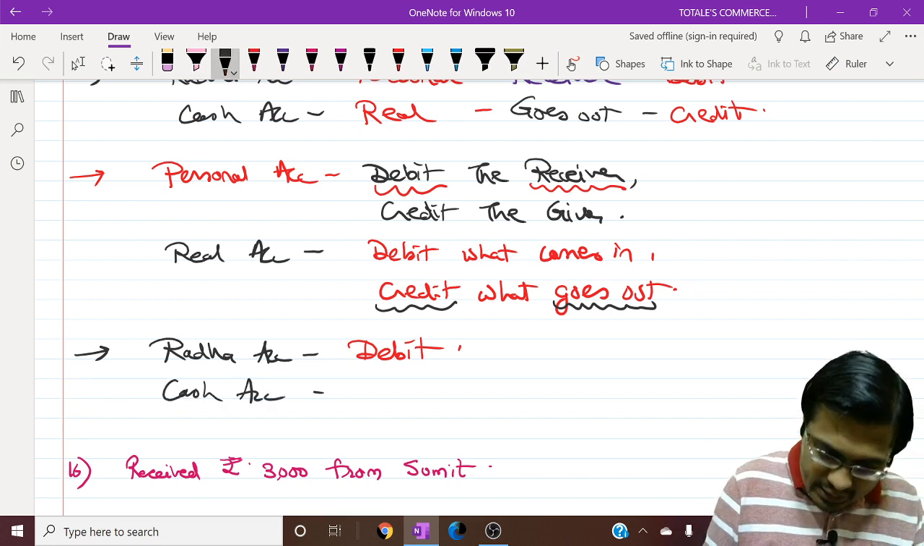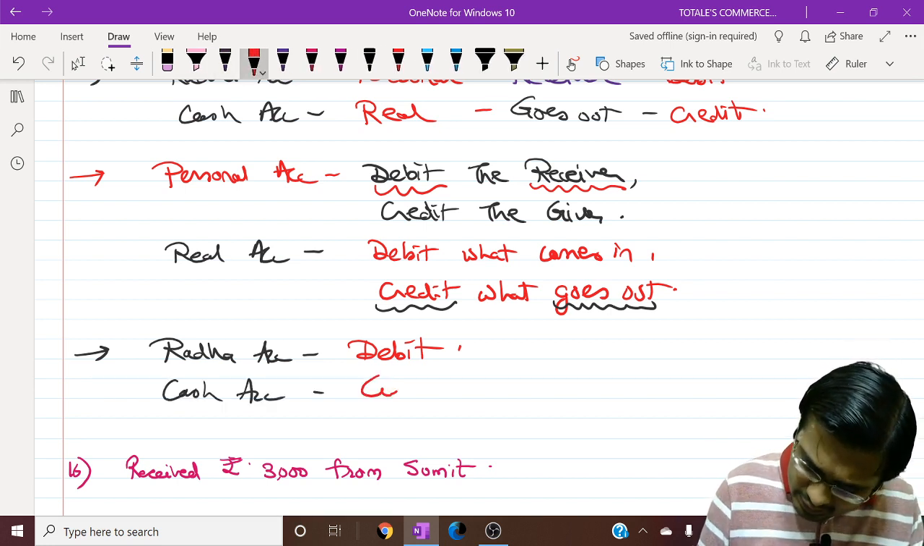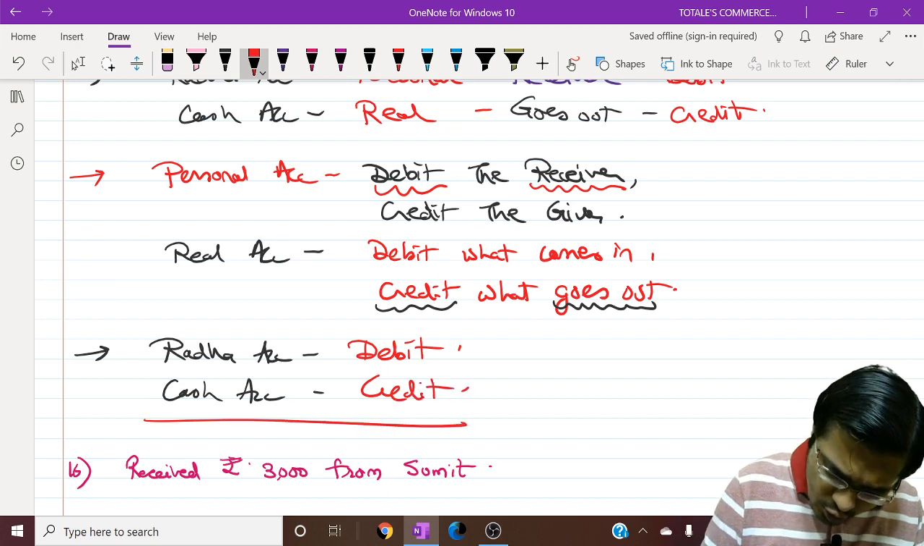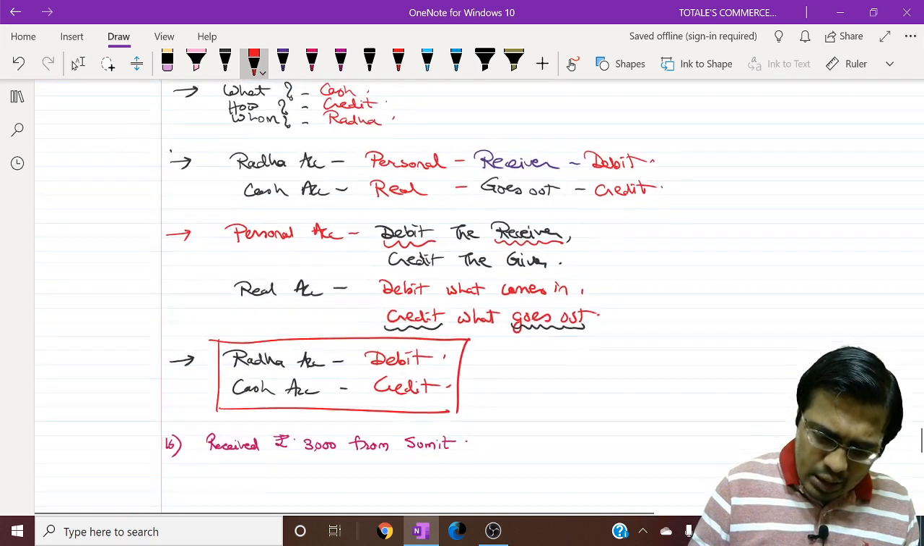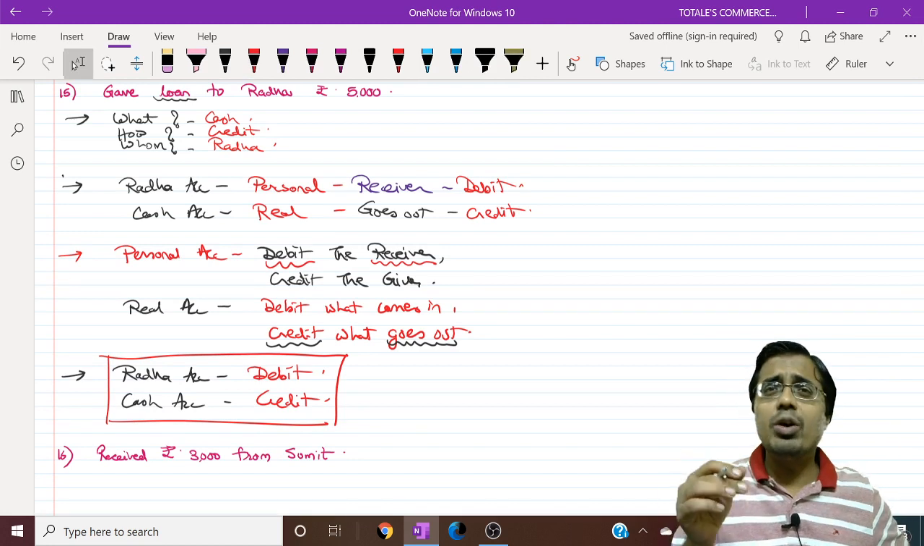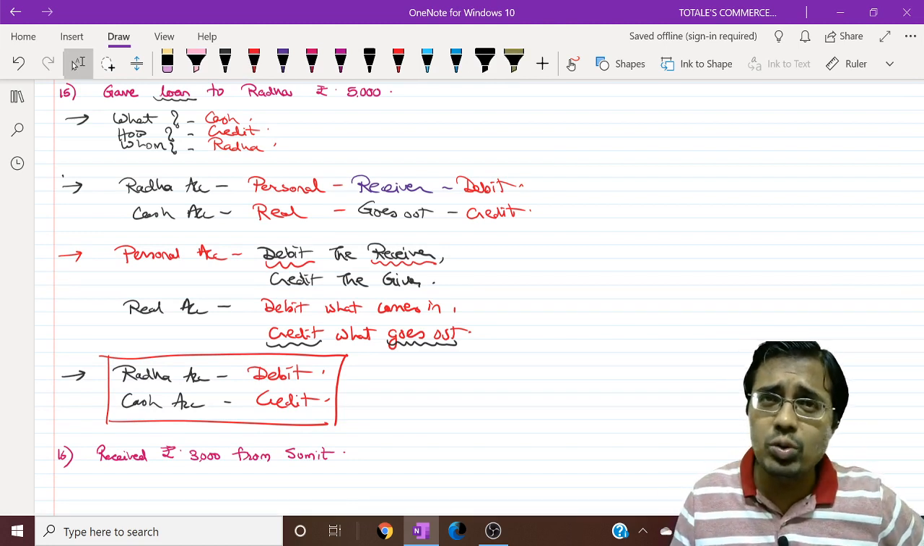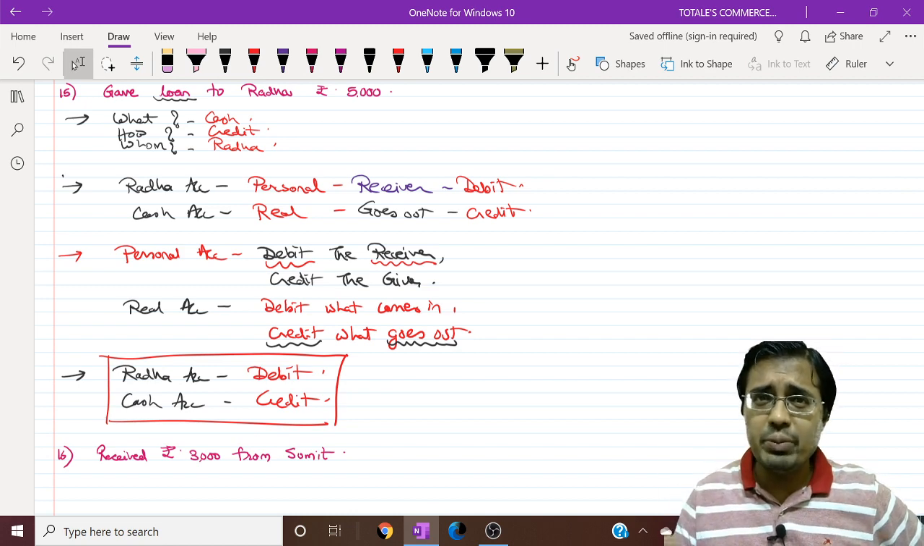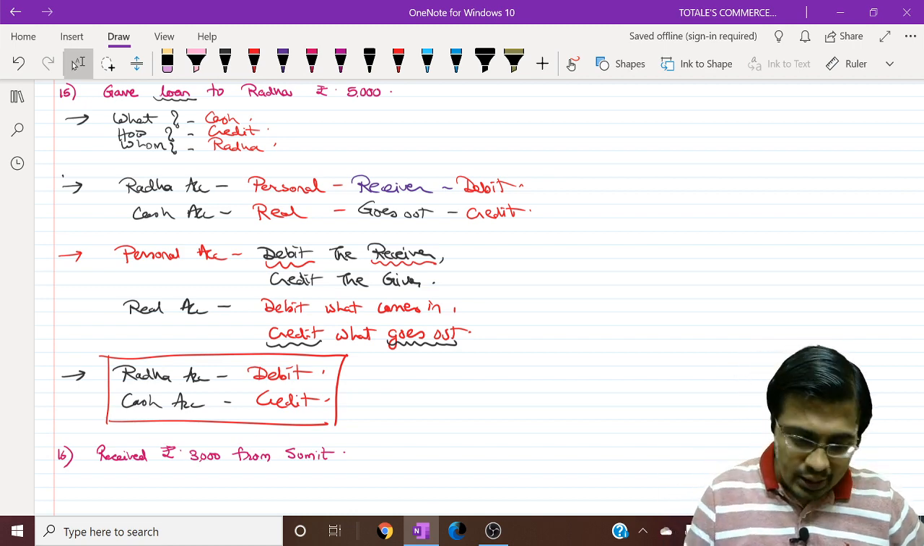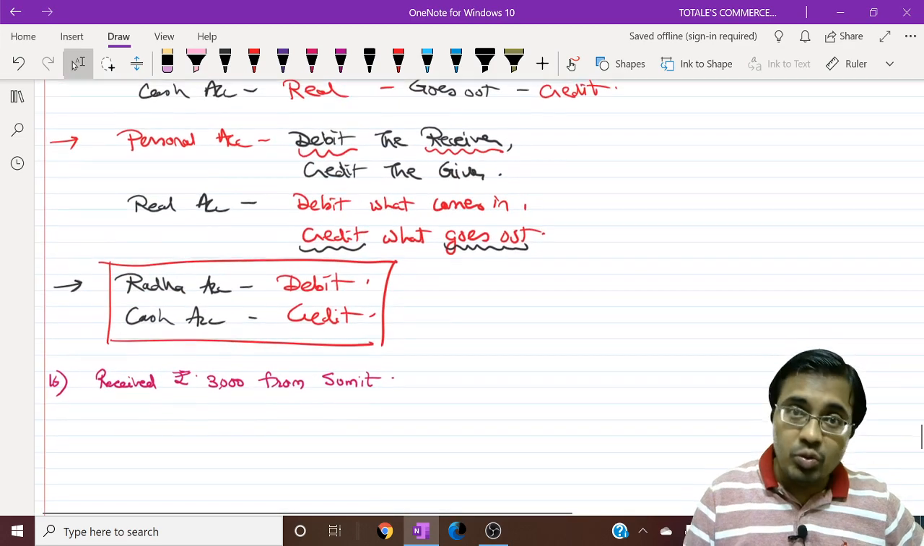So this is it, my friends, for the day. This was a simple transaction. I'll repeat it for you. Give a loan to Miss Radha. How are we going to give the loan? We are going to give it in the form of cash. Giving a loan is a credit transaction. And to whom are we giving the loan? We are giving the loan to Radha. So Radha personal receiver debit, cash real goes out credit. Okay. Next, transactions for homework.